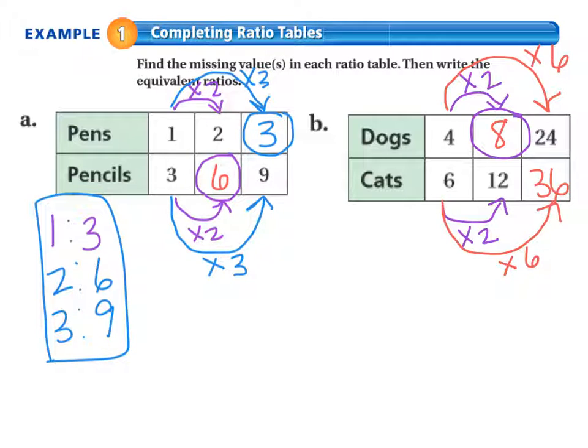Now I write in all my ratios, top to bottom. 4 to 6, 8 to 12, 24 to 36.